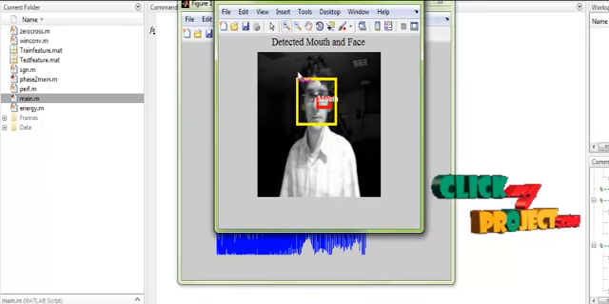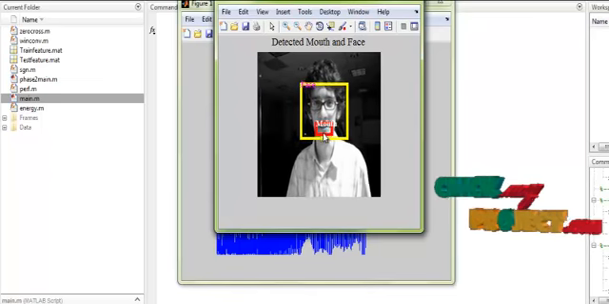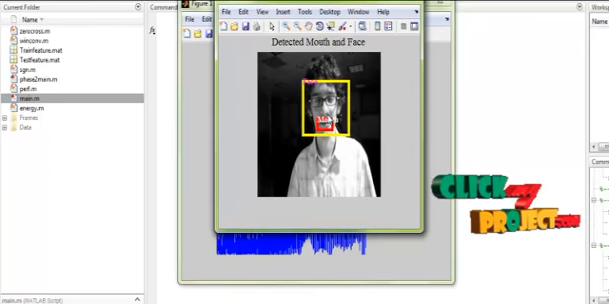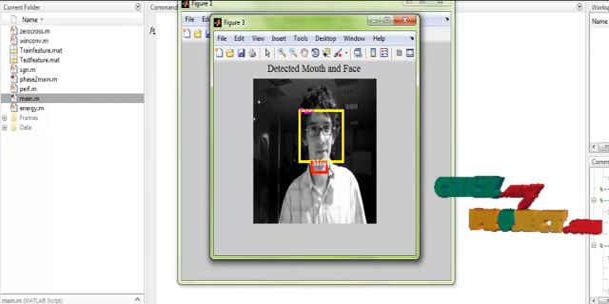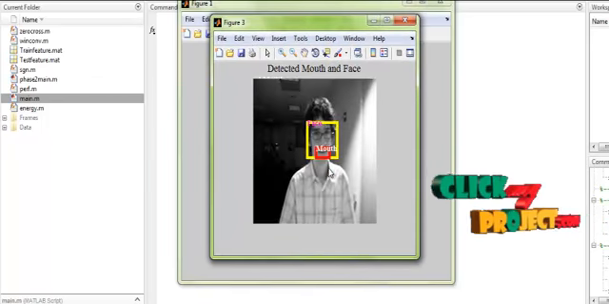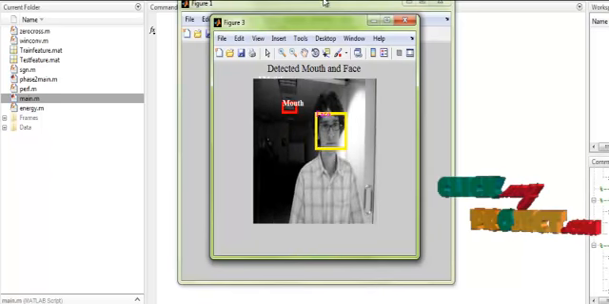So as we can see, in the continuous frames the face and mouth regions are identified, and for some frames the mouth regions were detected wrongly, so that is the error rate that we are measuring. So this process goes on. Like that, for some frames the mouth regions will be detected wrongly.